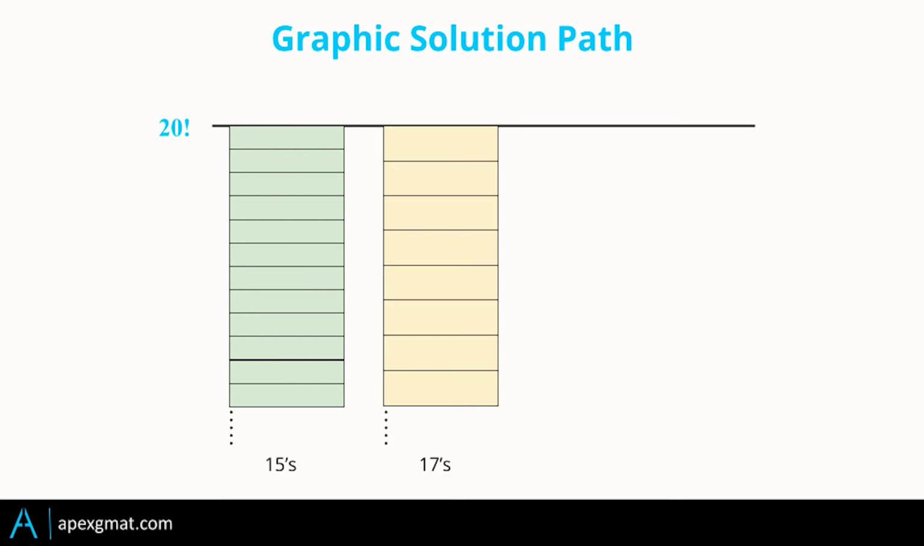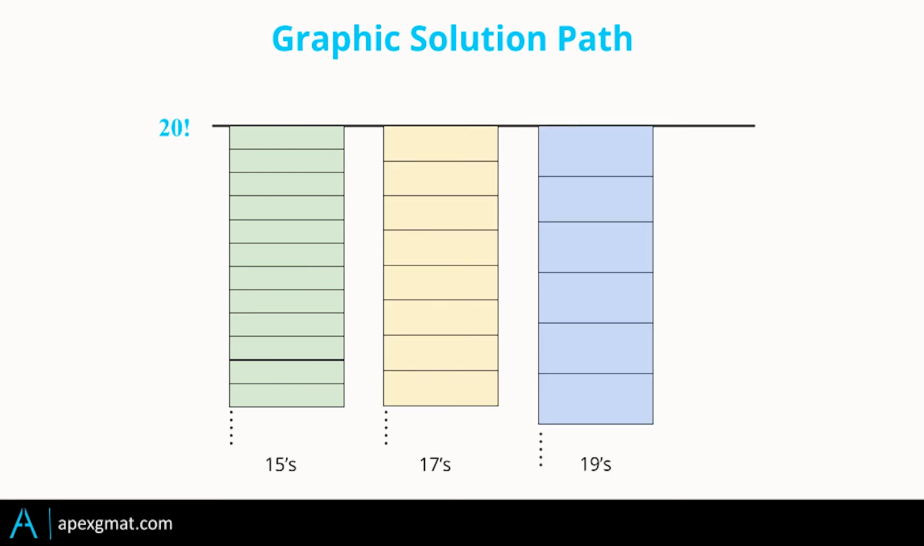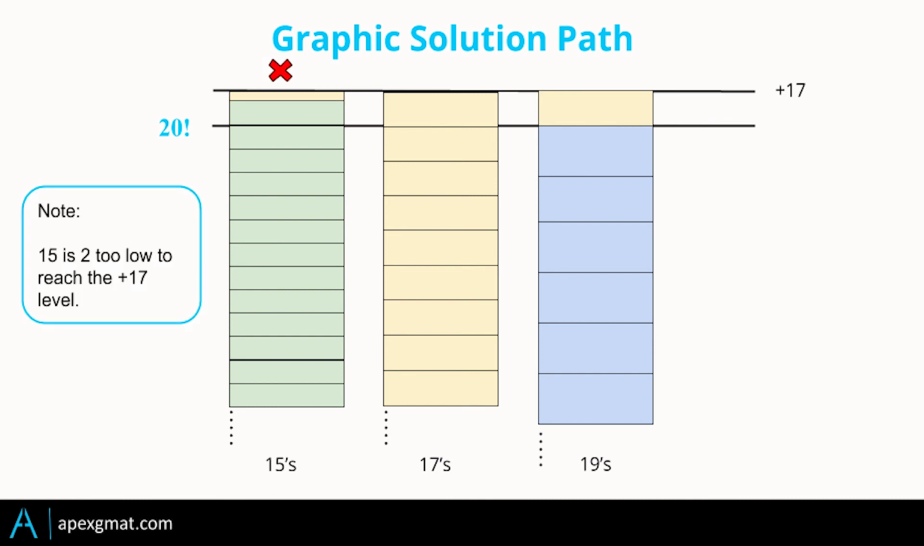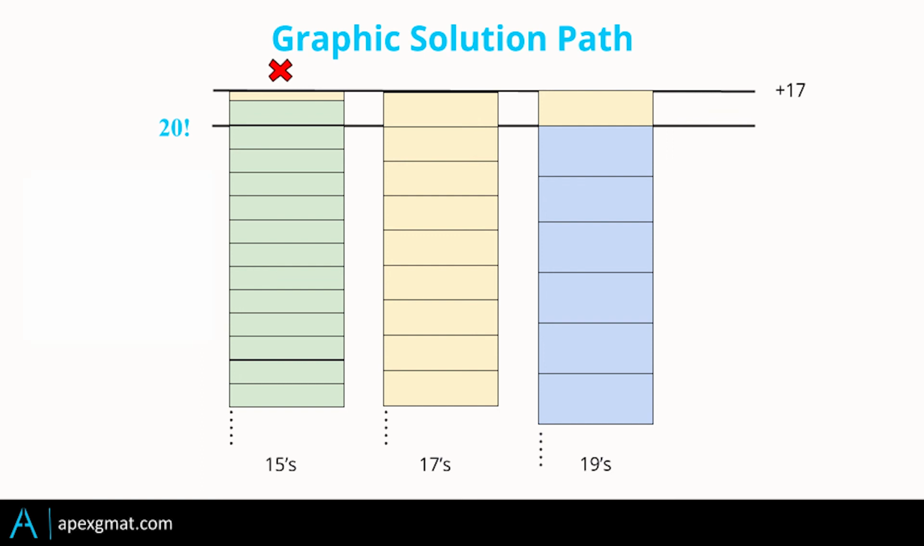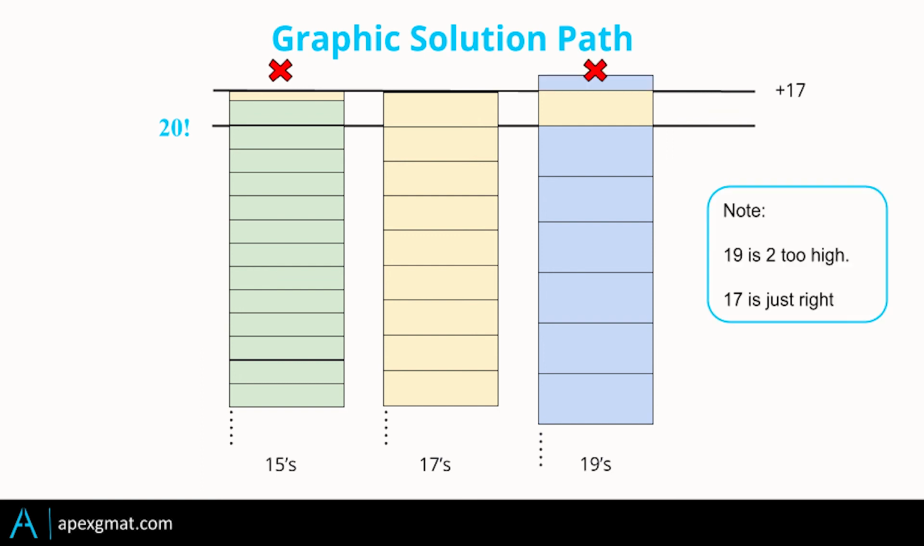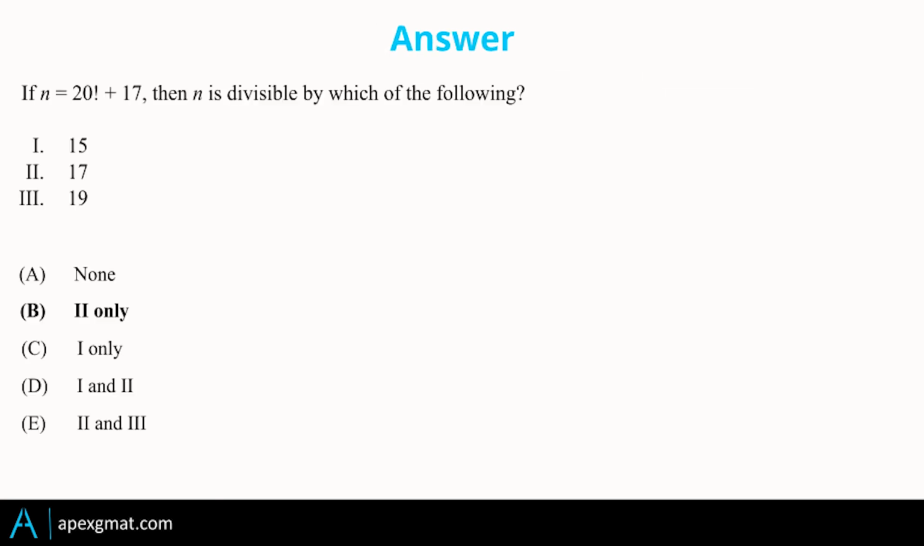Similarly, by 17, by 19, by any number, they will all stack, and they all stack up precisely to 20 factorial, because 20 factorial is divisible by any of them. So when we're adding 17 to our number, all we need to see is that, hey, 15 doesn't go into 17. It's not going to get all the way up there. 17 fits perfectly. 19, guess what? It's too big. And we're going to have a remainder. So our answer here is B, 2 only, 17.